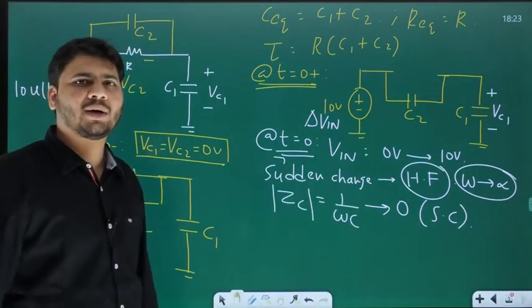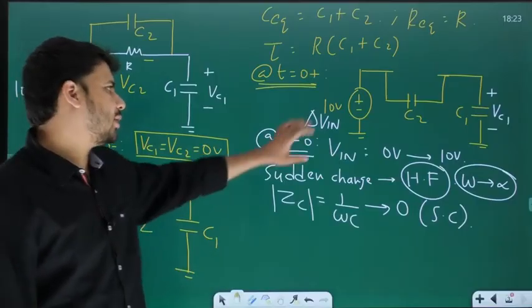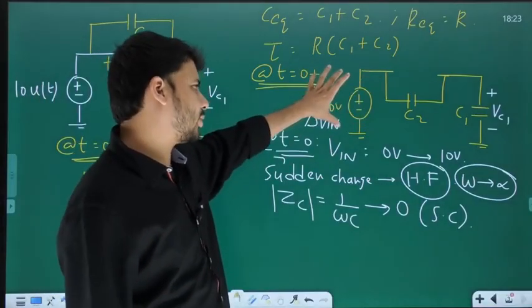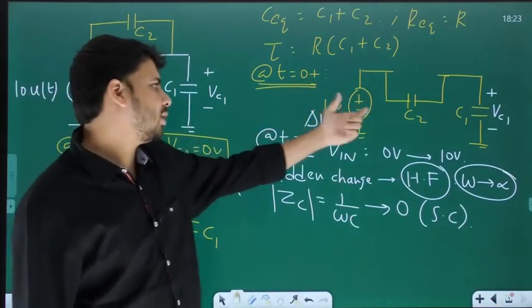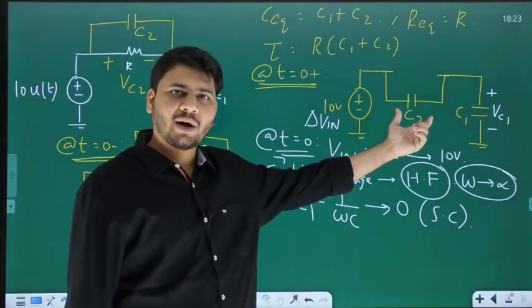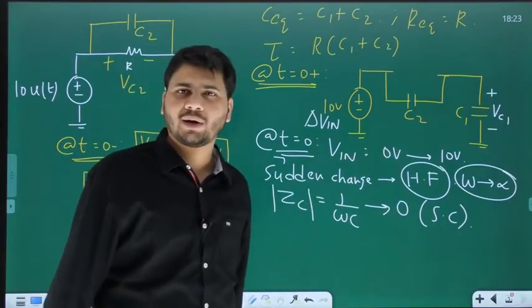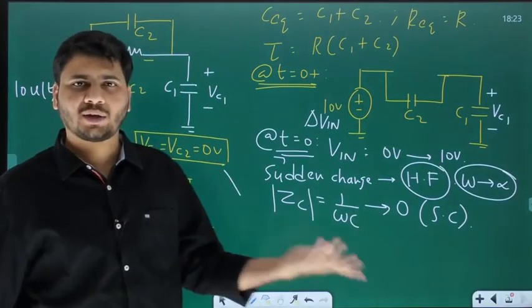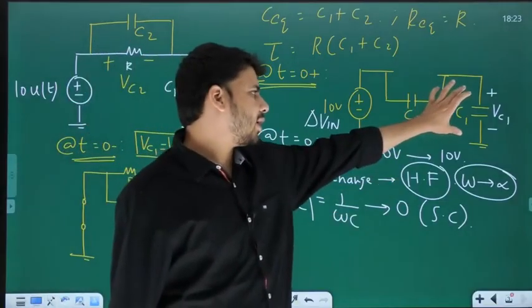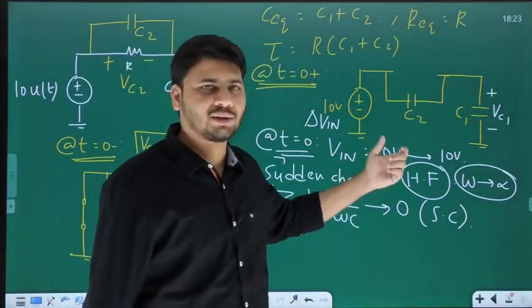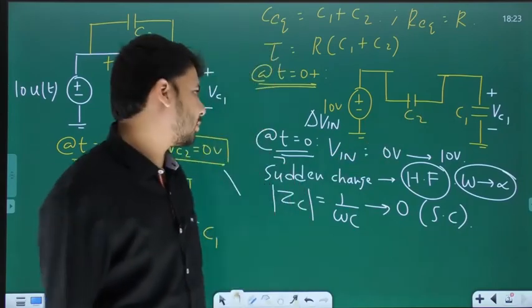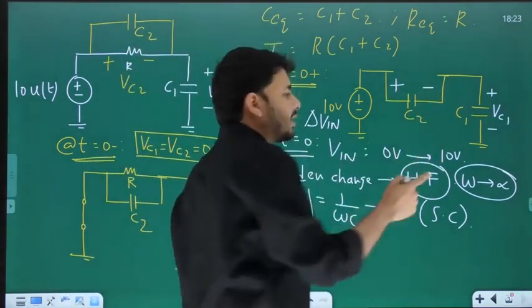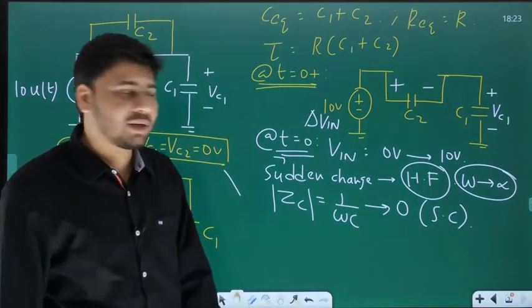So delta V in is what? The change in input voltage. And since across this input source we have two capacitors in series, even this delta V in is supposed to be divided or distributed between C1 and C2. And what is that capacitive voltage division? The drop across C1 will be proportional to what? C2. And similarly, the drop across C2 will be proportional to what? C1. Okay.